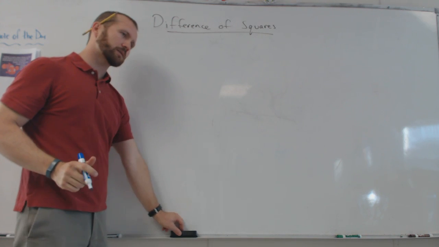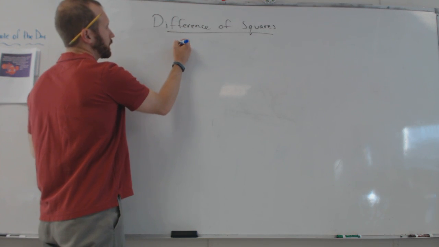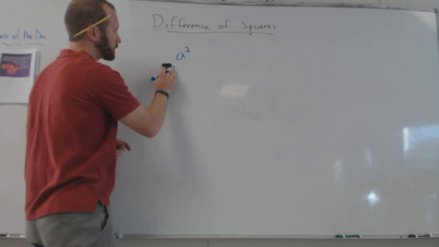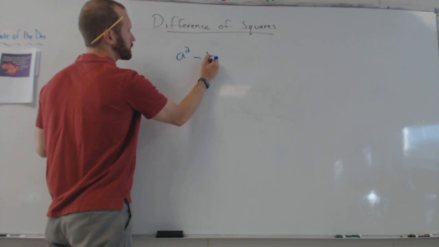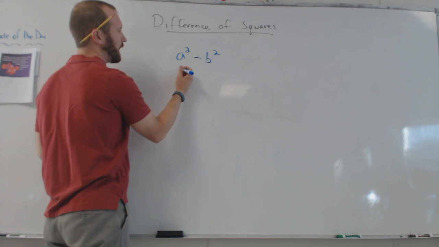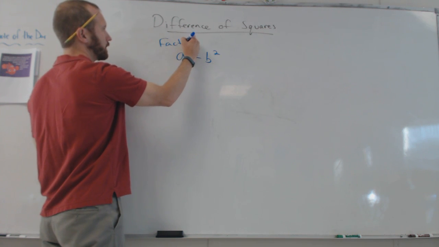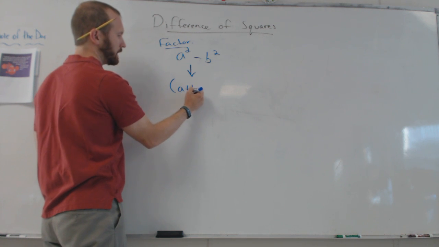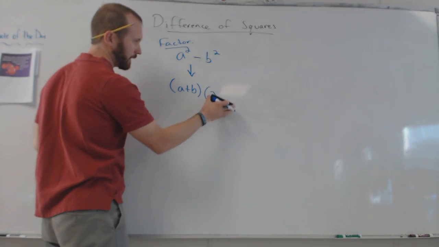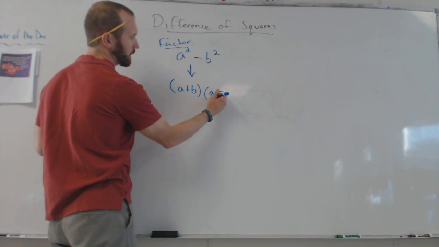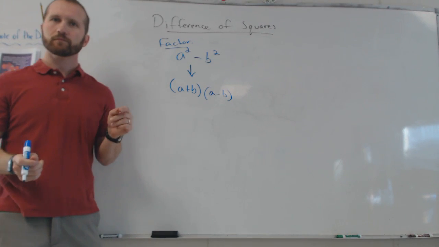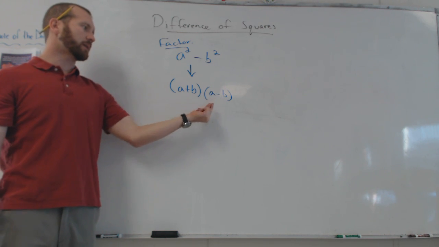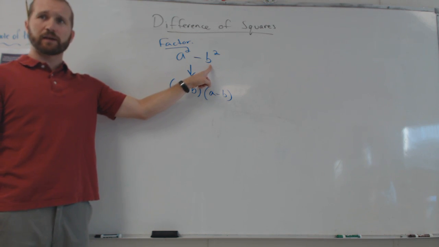So let's look at why this works. With a difference of squares, if we have a squared minus b squared, that would factor into a plus b times a minus b. So I'm just taking the square root of the first one, a, the square root of the second one, b, plus and minus. Now normally, instead of b squared, we're just going to have a number, right?